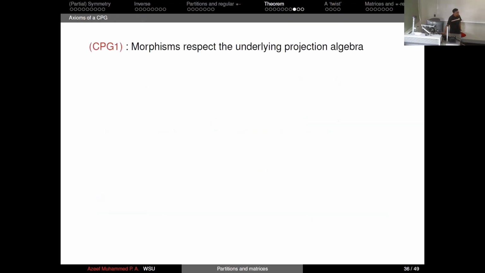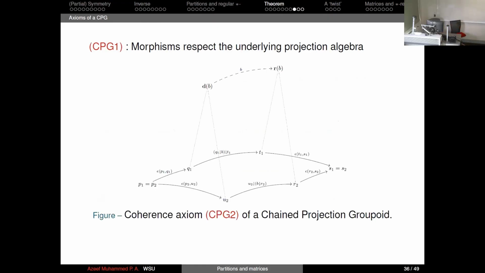So how does it work? It has some very specific axioms. The morphisms respect the underlying projection algebra, which was rather natural to expect. But then you come up with this coherence axiom, which is a very technical one. If this groupoid satisfies this particular picture, so whenever you take a morphism with this setting, you want these morphisms, so there are three morphisms there, and then another three morphisms. You want them to be the same.